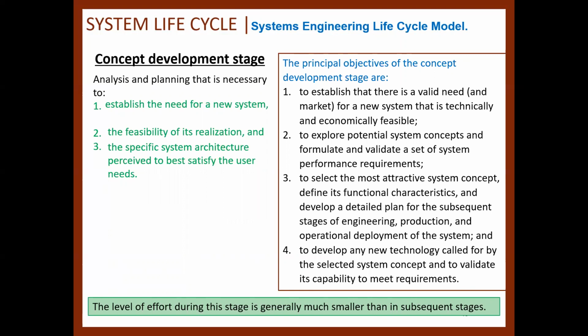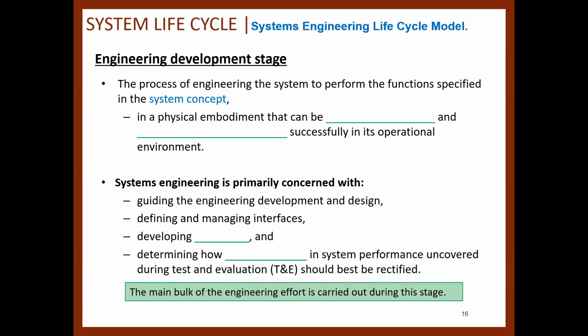Number 4 is to develop any new technology called for by the selected system concept and to validate its capability to meet requirements. The level of effort during this stage is generally much smaller than in subsequent stages. The next stage will be the engineering development stage, the process of engineering the system to perform the functions specified in the system concept in a physical embodiment that can be produced economically and maintained and operated successfully in its operational environment.